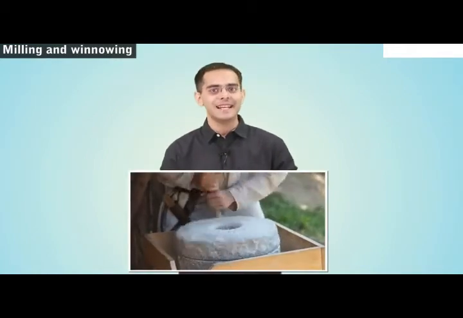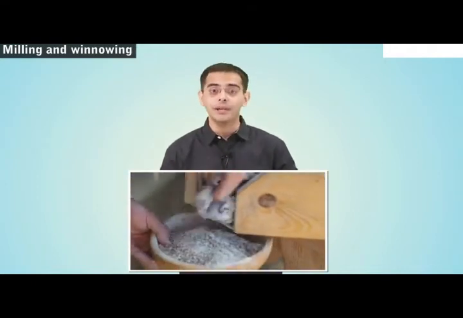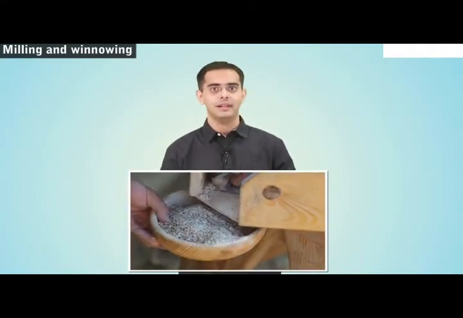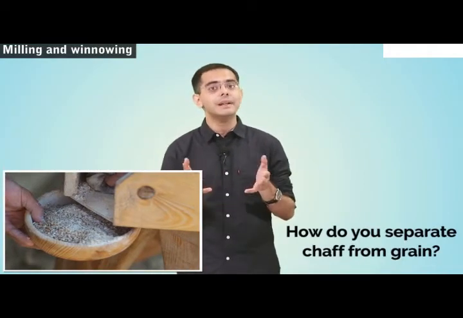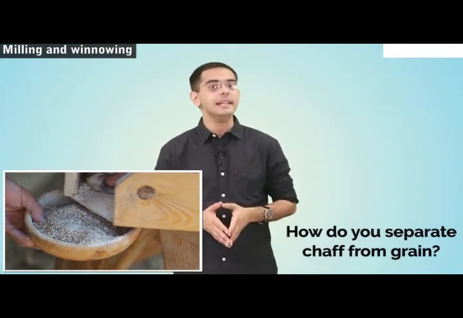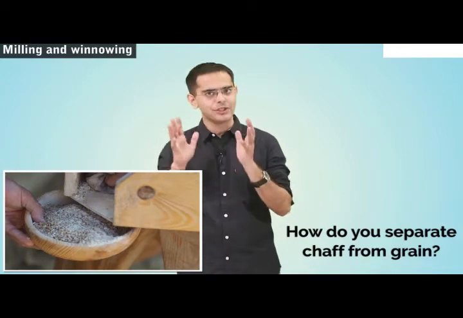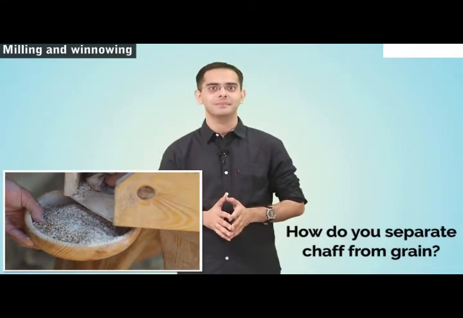But nowadays, modern milling of cereals is being done by using machines, and more about such machines which are involved in this process, you'll be studying in your higher classes. Now, after traditional milling of rice or wheat is done, grains still remained mixed with chaff. And now the question arises that how do you separate chaff from grain, where chaff is nothing but the separated husk. So remember, chaff is nothing but separated husk.